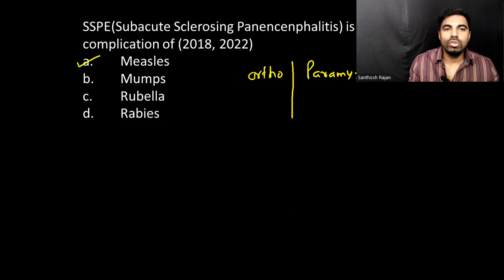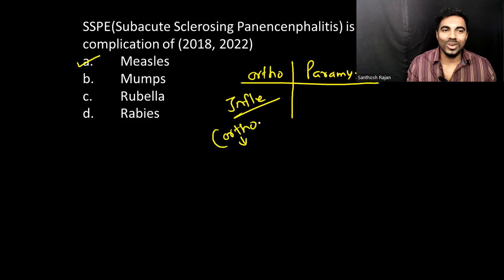Orthomyxovirus, only one: influenza. Influenza is the only virus here. Influenza, kisko aata hai? Ortho guys. Sare ortho doctors ko kya aata hai? Flu aata hai. Okay, remember that. Ortho chod do. Fir abhi paramyxovirus mein you'll have a lot of important things.